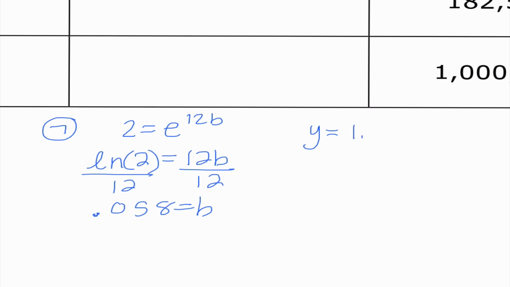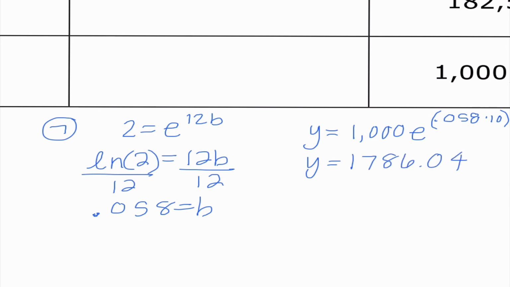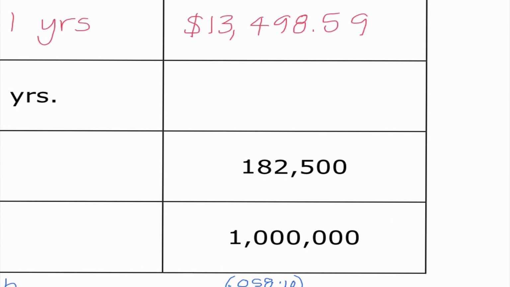So our initial amount is 1,000, times e to the 0.058 times 10. And once again, with the rate and the time, the order that we put those in doesn't really matter because we're multiplying them together. Once again, my variable is isolated, so I can just put that straight into my calculator and I get 1786.04. So I'm going to go ahead and say 1786.04.